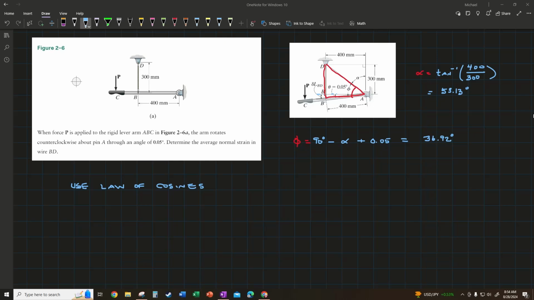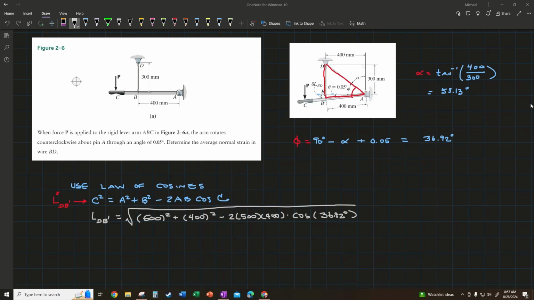So we can use the law of cosines to solve this. That is c squared equals a squared plus b squared minus 2AB cosine of the angle opposite C. So using that and doing some algebra, recognizing that C is LDB prime, then we end up with this expression after we take the square root of both sides. And the angle here is just 36.92 degrees we found above. So this equals 300.3 millimeters, which is our initial length, or actually the final length.